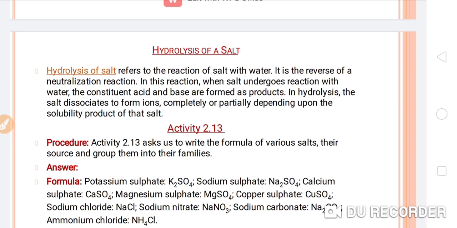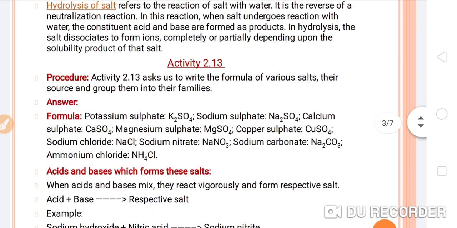to form ions completely or partially depending upon the solubility product of the salt, means which solution you are having. Okay, it depends on how much it is soluble inside the solvent. That is the solubility product of the salt. Means on dissolving, which kind of product will form depends on the salt. Okay, is it clear? Now next, activity number 2.13.